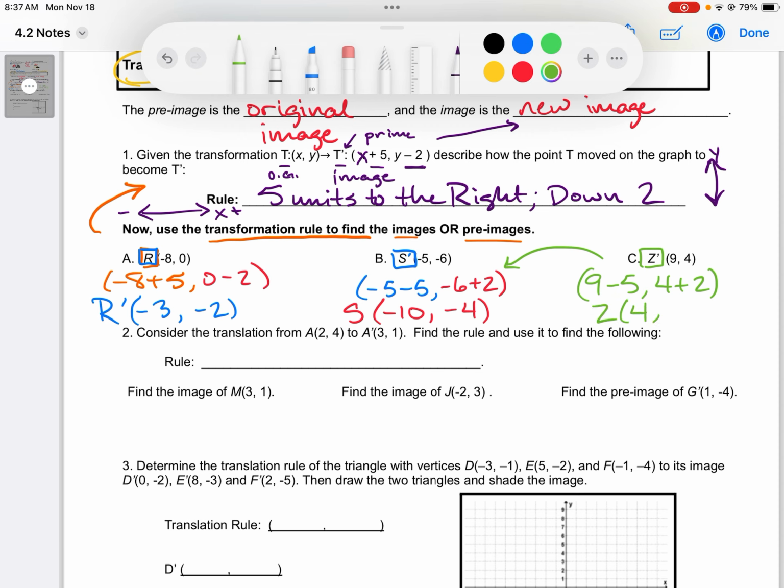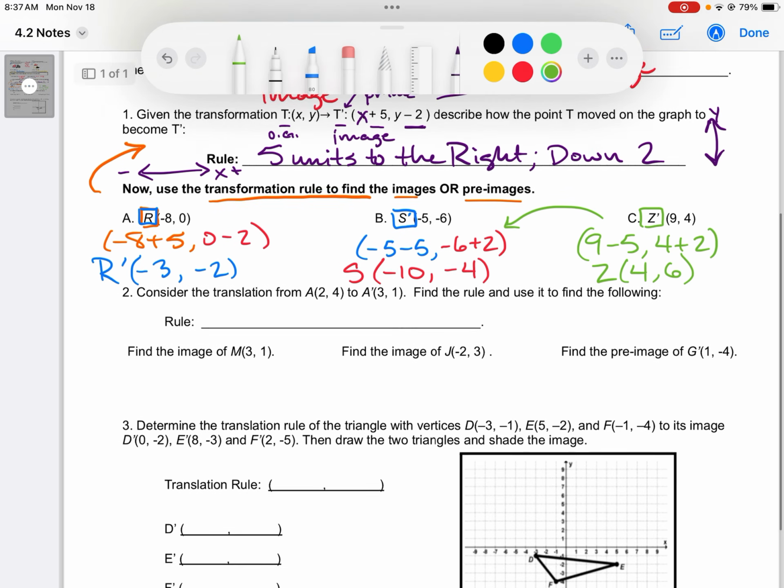And so this image, Z, the pre-image, began at 4, 6.